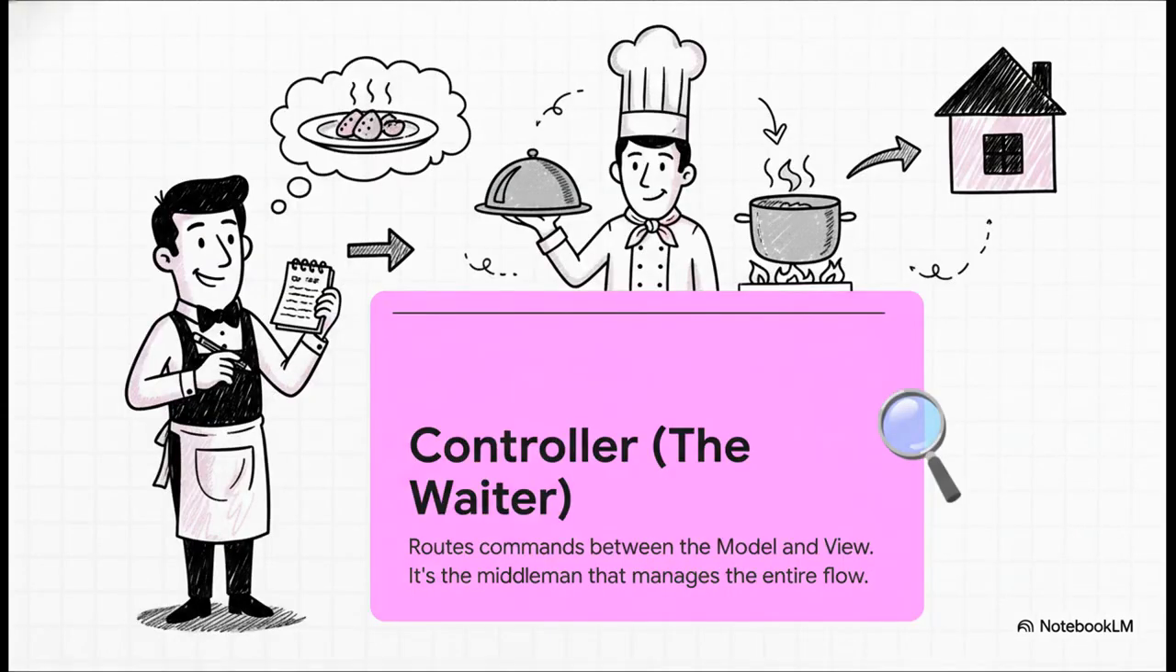And that brings us to the controller. The controller is our waiter. The waiter takes your order, that's the user input, and runs it back to the kitchen to tell the chef what to do. Then, once the chef has the food ready, the waiter is the one who brings that final plate out to you. The waiter is the critical middleman here, managing the entire flow of communication.